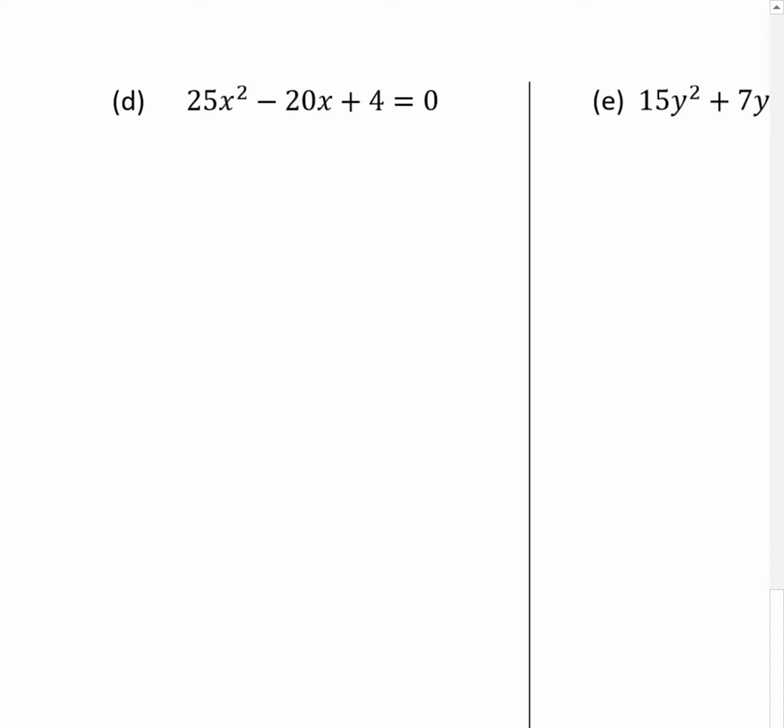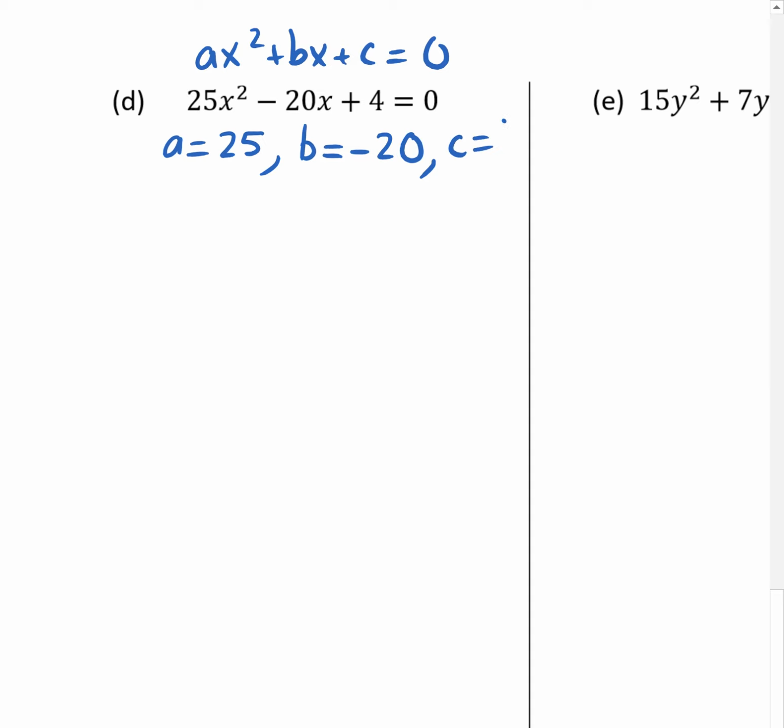So looking at part D, I notice that everything's in the right form. It's already ax squared plus bx plus c equals 0. So I'm doing pretty good. I'm just ready to identify what's a, okay, 25, what's b, negative 20. Don't forget the sign too. B isn't just 20, it's the negative also. That could mess everything up. And then c, the constant term, is 4.